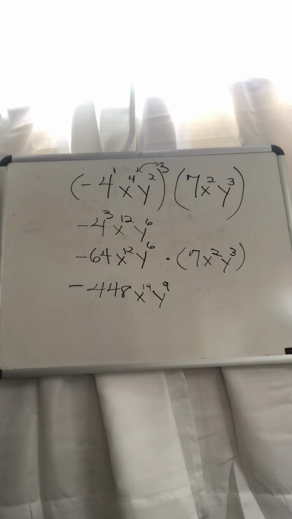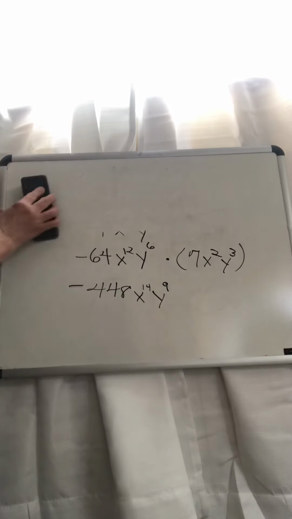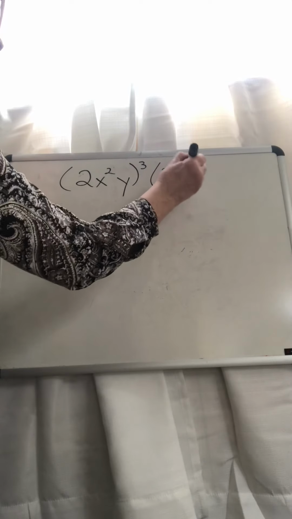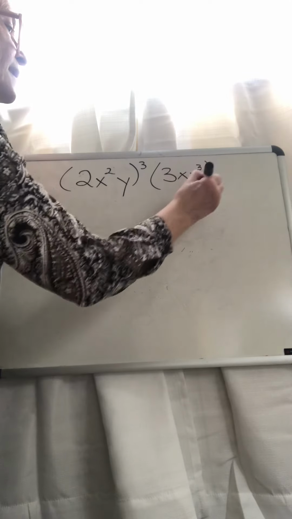All right, so let's go ahead and look at example 11. I'll go ahead and erase this one. So example 11, we've got parenthesis 2x squared y, and then we've got a 3 outside the parenthesis, times 3xy cubed, and then outside the parenthesis we have a 2.